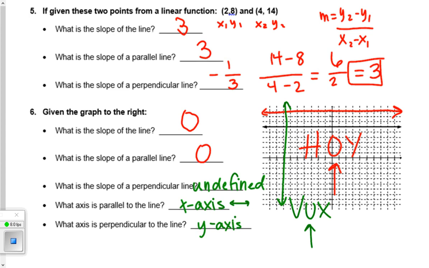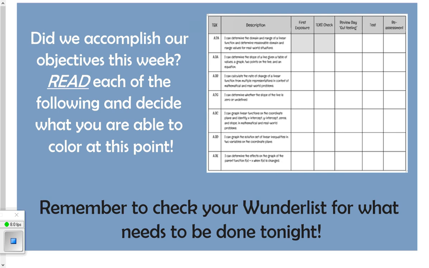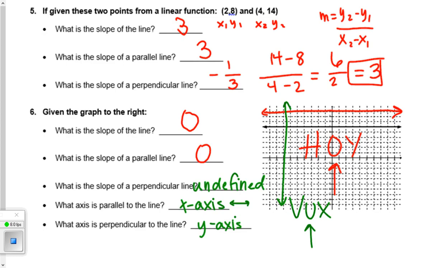Alrighty, that's it. It's like one of the shortest videos you're going to have all year. There's no TEKS checklist item for this individual thing. This is just kind of like a fun little random thing to throw in. There. But parallel lines have the same slope. Perpendicular lines have opposite reciprocals.